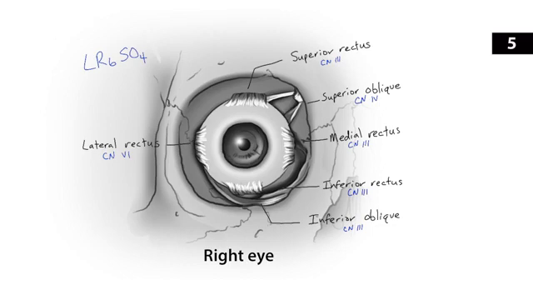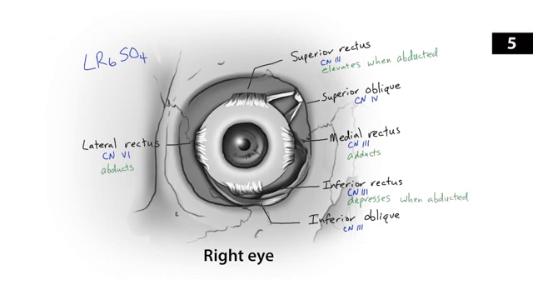Now, for the movements, let's start with the straightforward ones. The lateral rectus abducts the eye. It moves the pupil laterally. The medial rectus adducts the eye. It moves the pupil medially, plain and simple. Then the superior rectus is not quite as simple, but it's not bad. The superior rectus elevates or raises the eye when the eye is abducted. And the inferior rectus depresses or lowers the eye, again, when the eye is abducted.